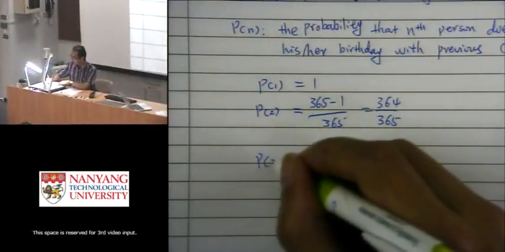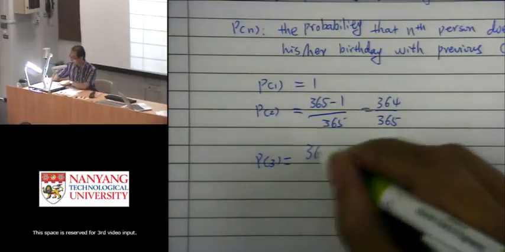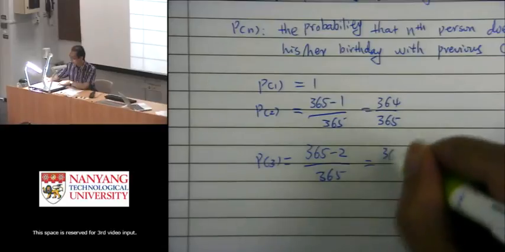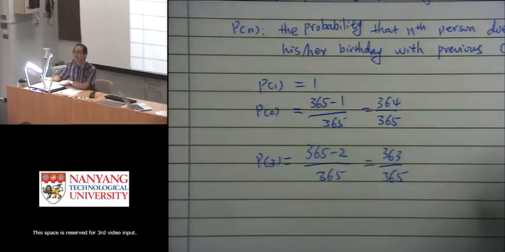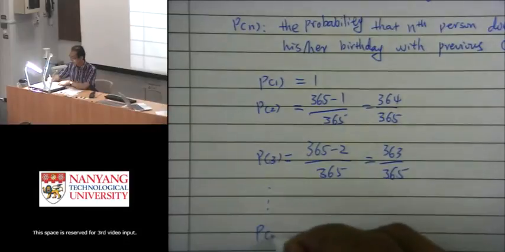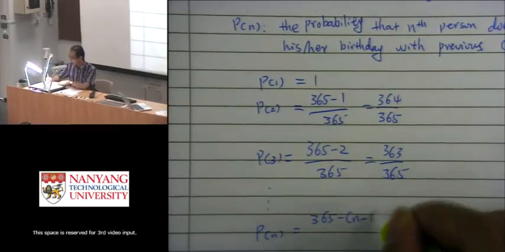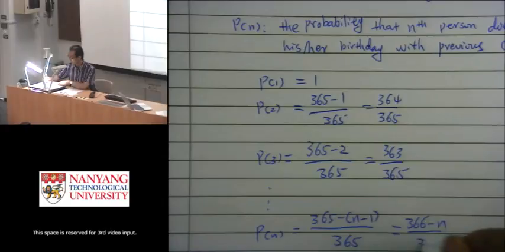How about 3? The first 2 persons will occupy 2 days. Then we get this, right? Is everyone with me? Then we can see, in general, P of n is 365 minus the previous n minus 1, divided by 365, which equals 366 minus n divided by 365.